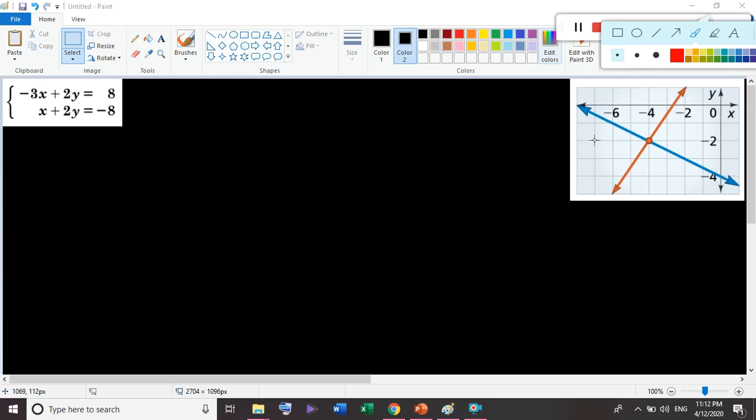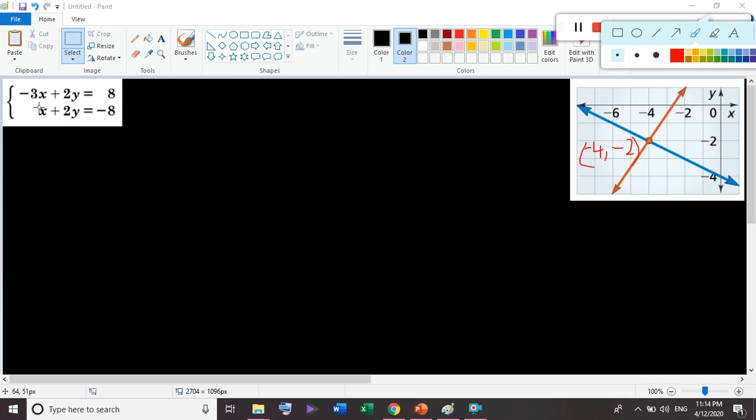So the first equation is the red line we have here, which is -3x plus 2y equals 8, and the blue line is 4x plus 2y equals -8. First of all, we're going to graph them. Now how are we going to find the solution here? We're going to look at the point of intersection of these two lines, which is (-4, -2).